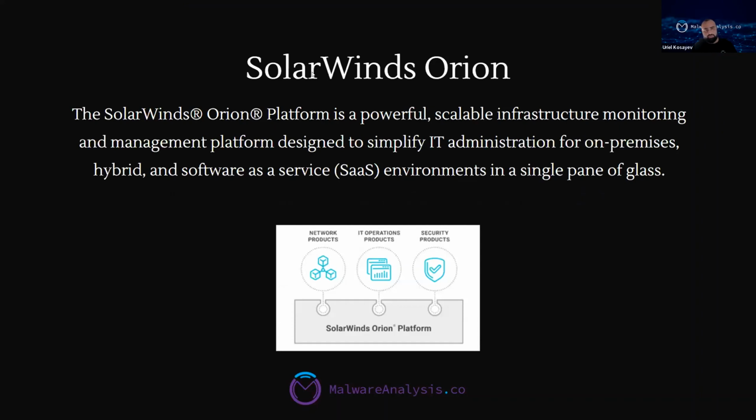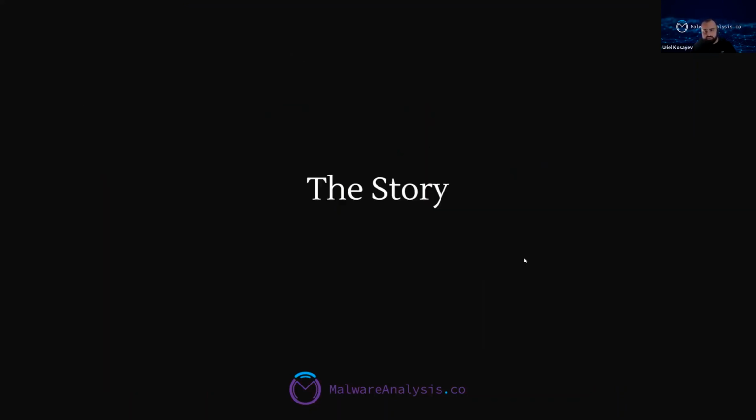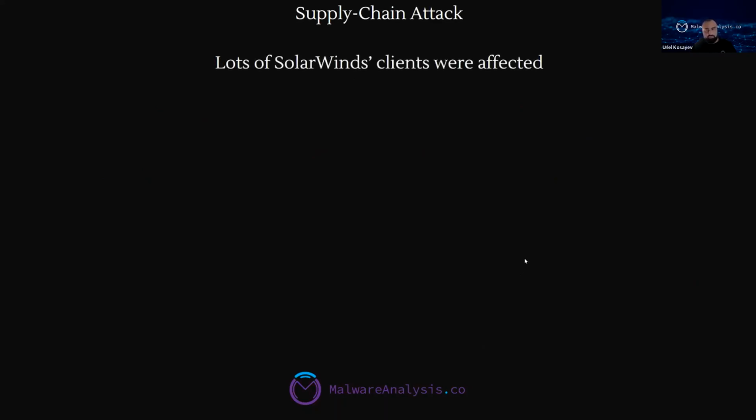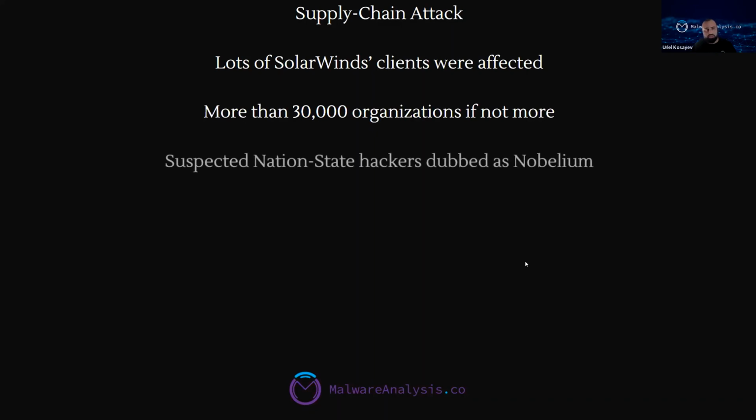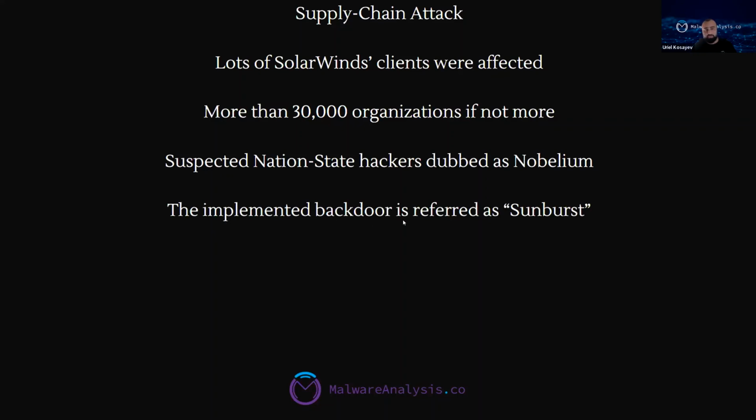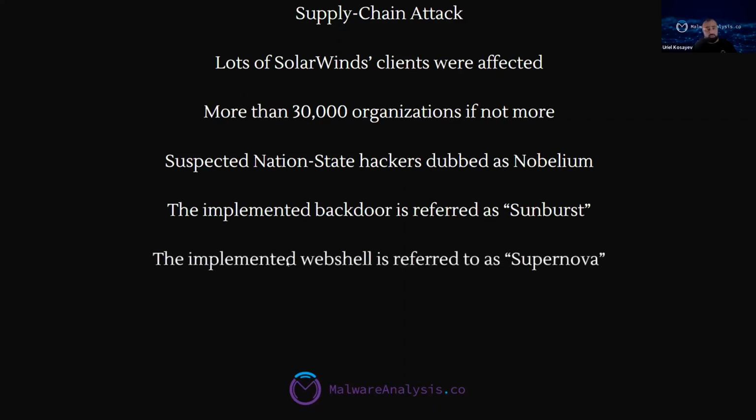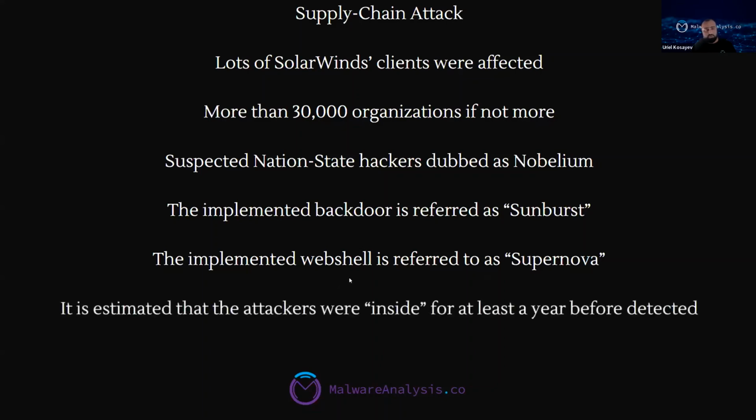Short story recap: SolarWinds Orion is deployed in a lot of organizations to monitor and do IT management and some security stuff. The story is a supply chain attack. Lots of SolarWinds clients were affected, more than 3,000 organizations, if not more, by suspected nation-state hackers dubbed Nobelium, Russian-based. The implemented backdoor is referred to as Sunburst. There is another web shell, but I will not talk about it. It is estimated that the attackers were inside for at least a year before being detected. So they actually learned where the entry point was to inject their malicious payload.